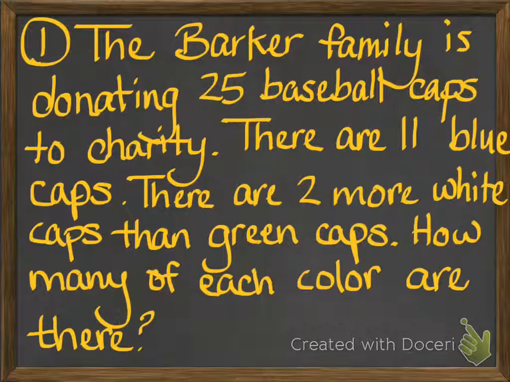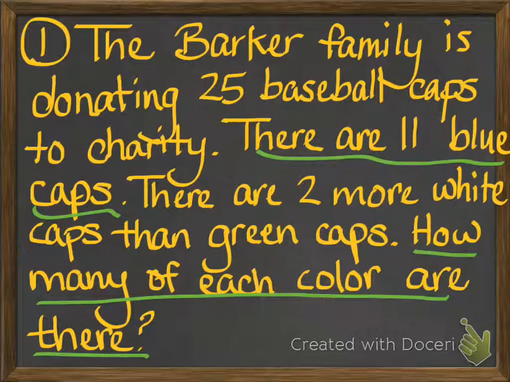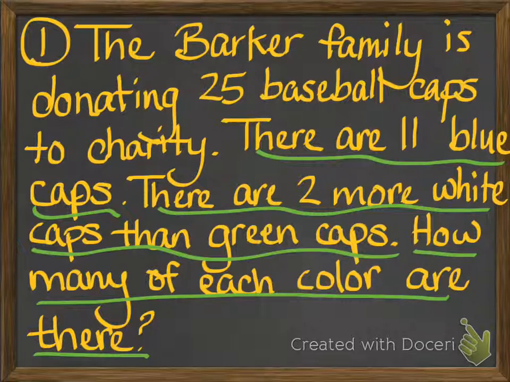The Barker family is donating 25 baseball caps to charity. There are 11 blue caps. There are 2 more white caps than green caps. How many of each color are there? So first look at the problem, see what it's asking us to do. We've got to find out how many of each color there are. And the important information we know is that there are 11 blue caps and that there are 2 more white than green caps.